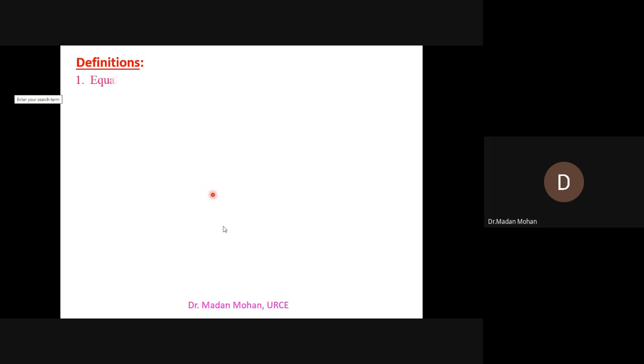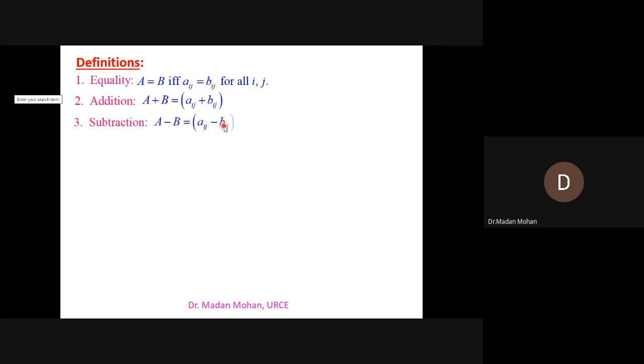Later. Yesterday I explained this. Equality of two matrices: the corresponding entries are equal. Addition of matrices: the corresponding elements we add. Subtraction, A minus B: the corresponding elements we subtract. Scalar multiplication: all the entries of A we multiply with the scalar.